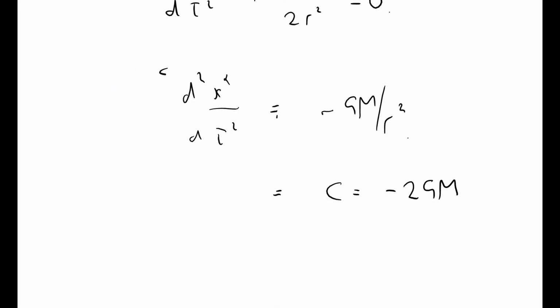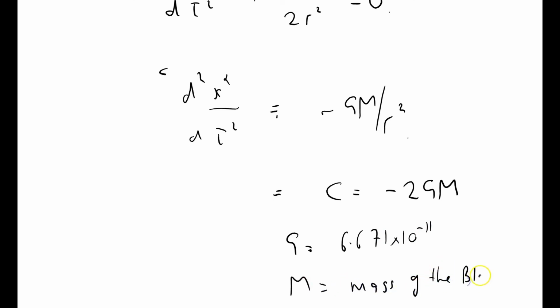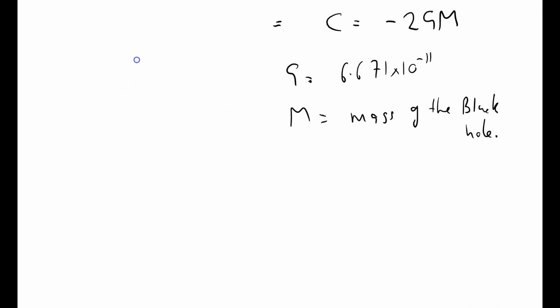So this constant equals minus 2gm, where g equals 6.671 times 10 to the minus 11 in SI units, and m equals the mass of the black hole. Well, that's nice. Now I'm in a position to write out the Schwarzschild metric in its complete entirety, and I'm going to do that right now.